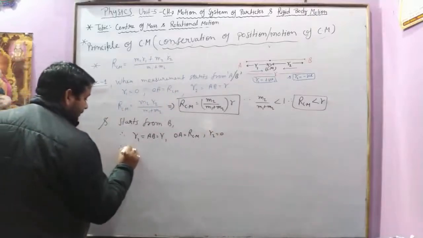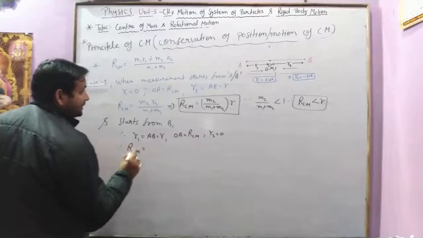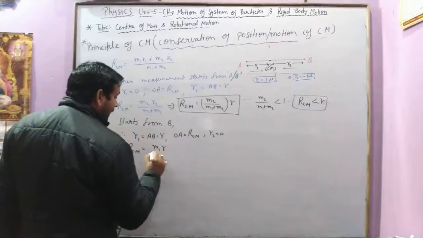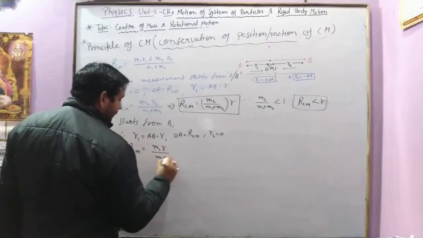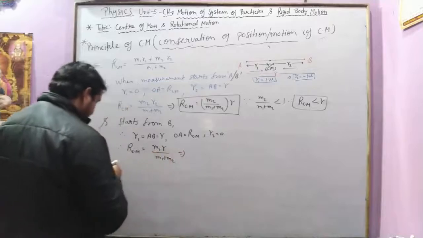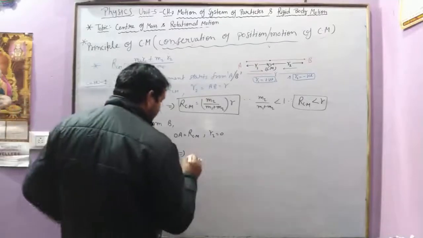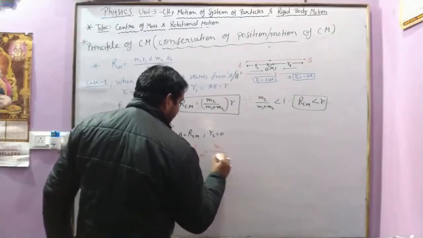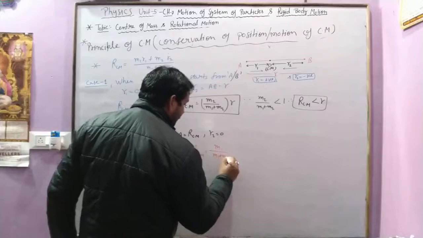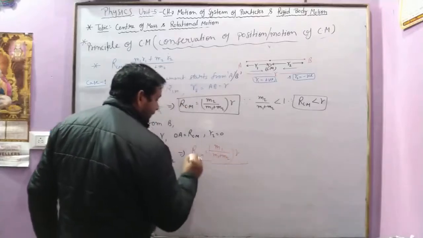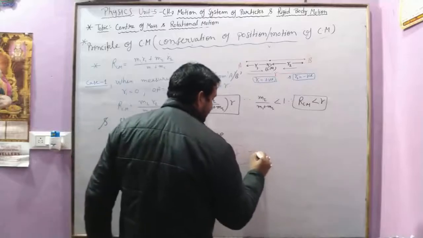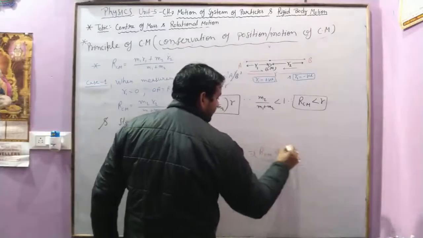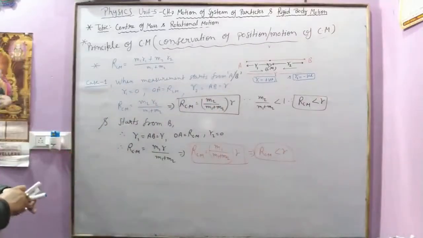In this case, the radius of center of mass is equal to, this value becomes 0, M1R upon M1 plus M2, that is RCM is equal to M1 upon M1 plus M2 into R. Similarly, for this case, RCM is smaller than R.